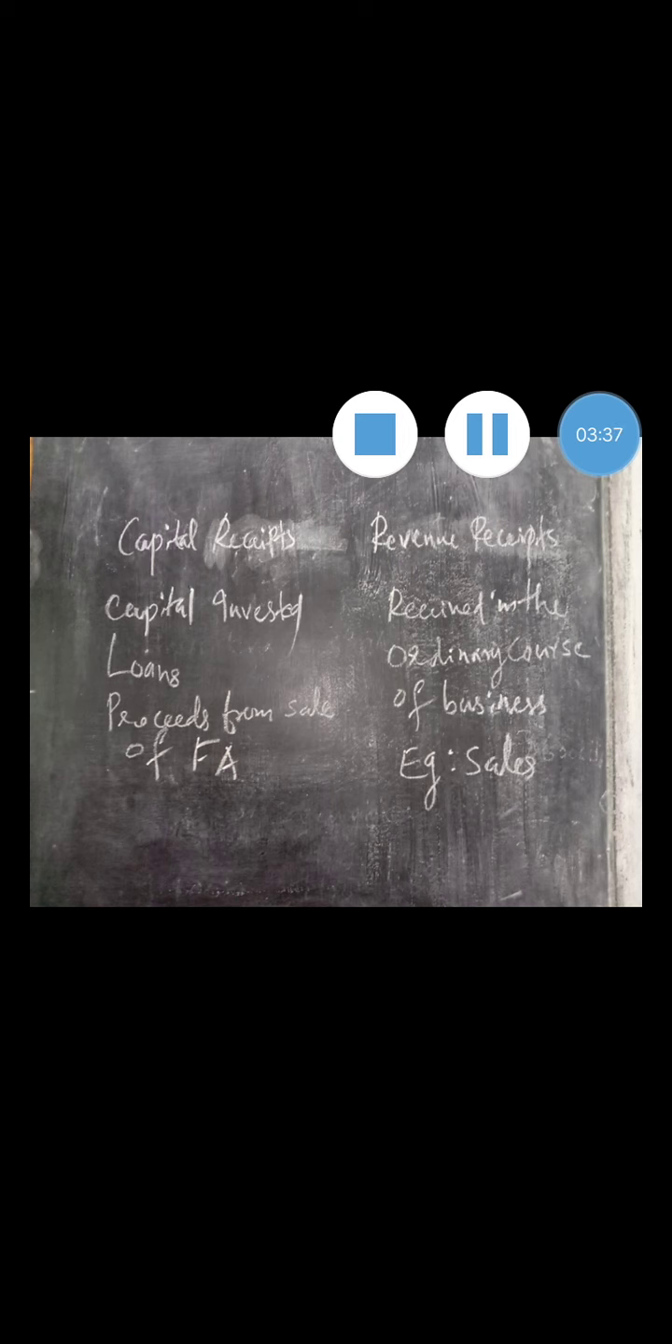Revenue receipts are the amounts received in the ordinary course of business. The best example is sales, sale of goods, commission received, interest received are the examples for revenue receipts. So the term is clear to you now.